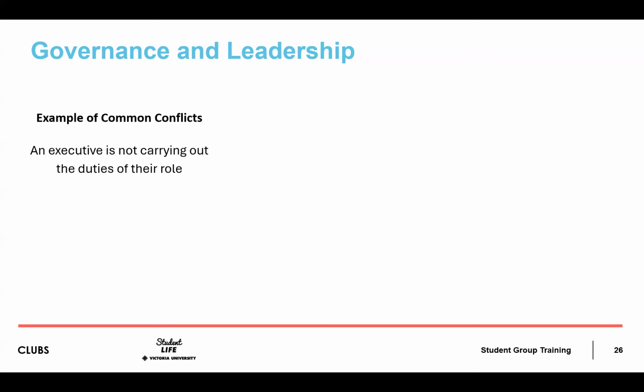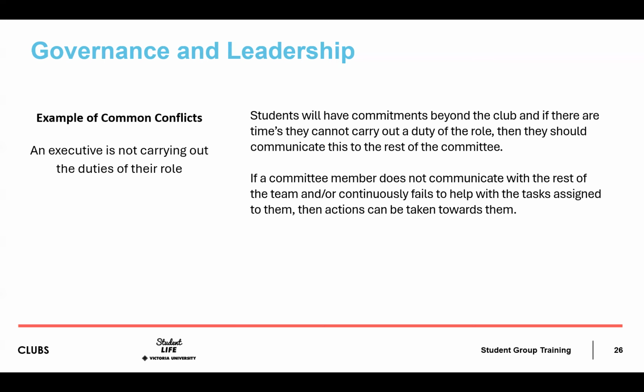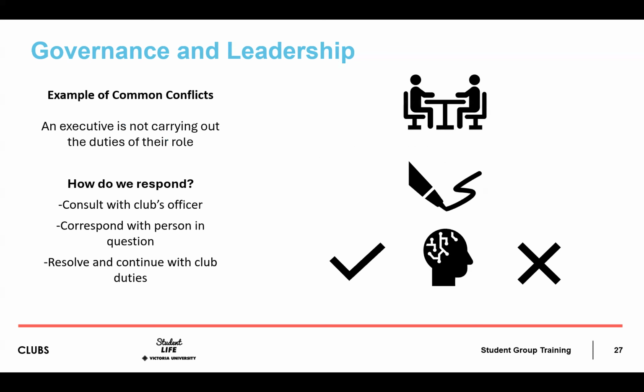If an executive is not carrying out the duties of their role, first we must ask why. Students will have commitments beyond the club, and if there is a time they cannot carry out their role, they should communicate this to the rest of the committee. If a committee member does not communicate with the rest of the team or continuously fails to help with the tasks assigned to them, then actions can be taken towards them.